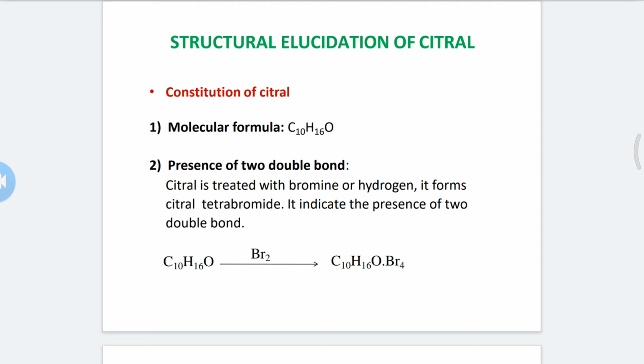Second, the presence of two double bonds in the citral molecule. Citral is treated with bromine or hydrogen in the presence of platinum metal. It forms citral tetrabromide, meaning 2 moles of Br2 are used in the citral molecule, which shows the presence of two double bonds. Also we use H2 hydrogen, and 2 moles of hydrogen are used for reduction. It means that the citral molecule contains 2 double bonds.